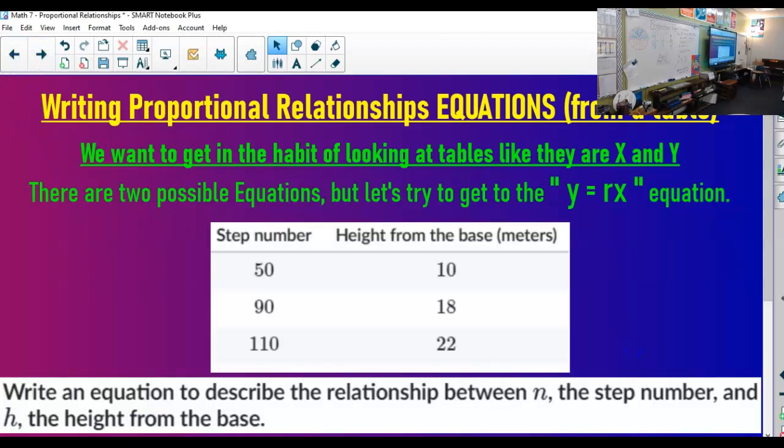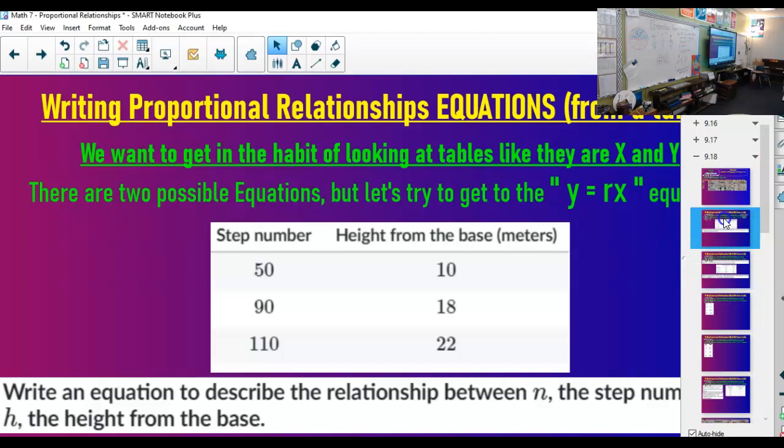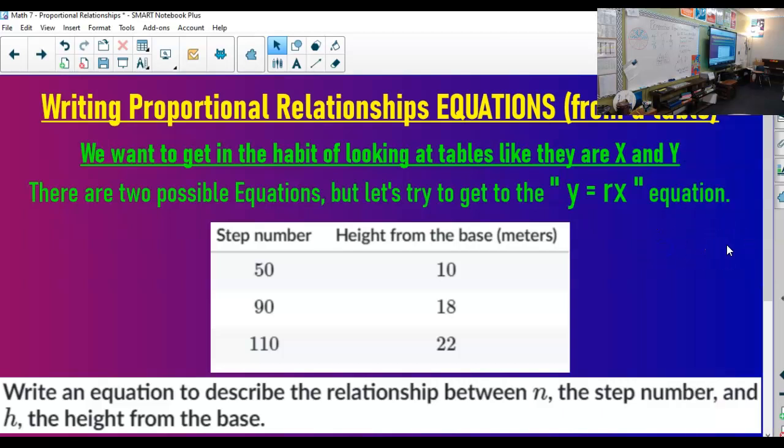Let's start here. So some of you probably saw this problem on your homework last night. We're being asked to write an equation that relates the step number.